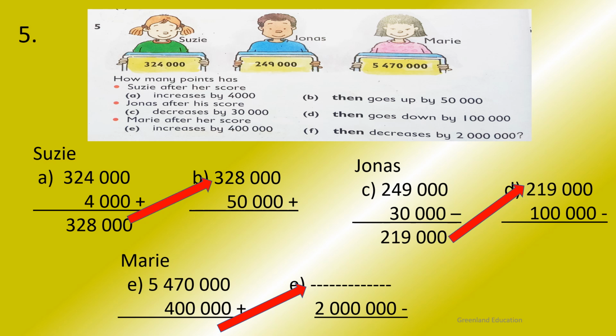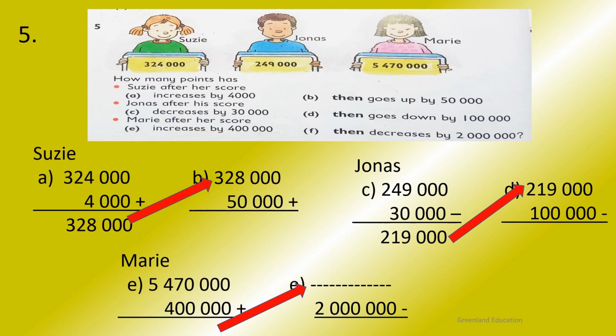Look at the C1. Jonas, after his score, decreases by 30,000. Jonas' number is 249,000. His number decreases. So you have to subtract a number. What is the number you have to subtract? 30,000. Here you can see the answer.